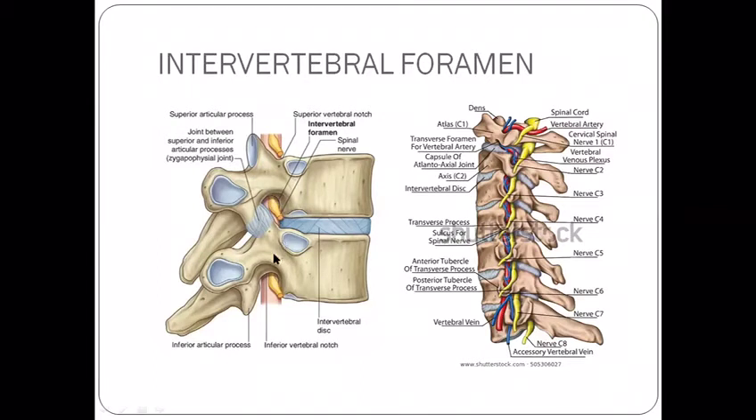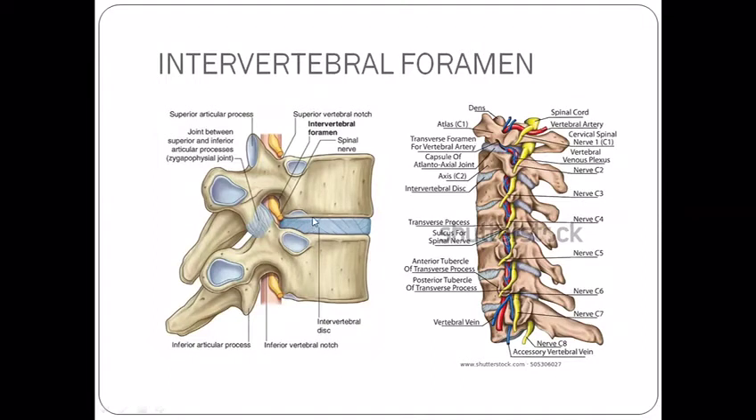The size of the intervertebral foramen gradually increases as it descends downwards, from the cervical to the lumbar region. Similarly, the thickness of the spinal nerves also increases towards the lower part. Because of that, the lower lumbar spinal nerves are more prone to compression caused by disc herniation. This is the intervertebral disc.